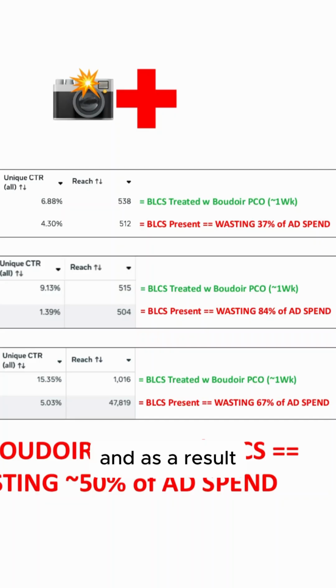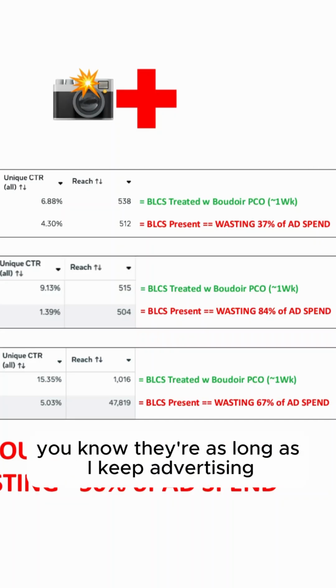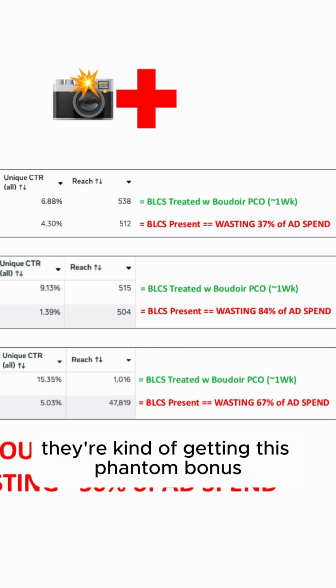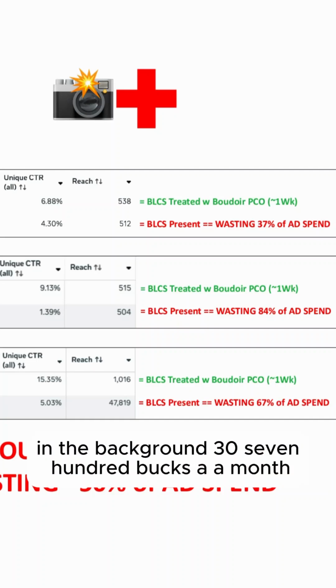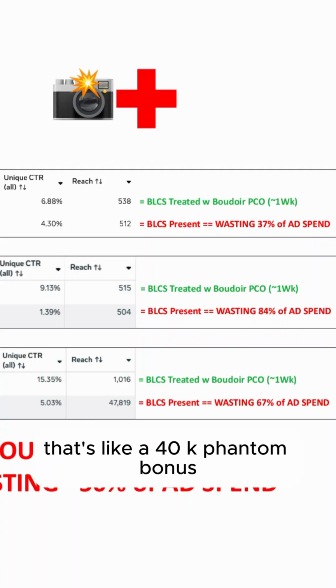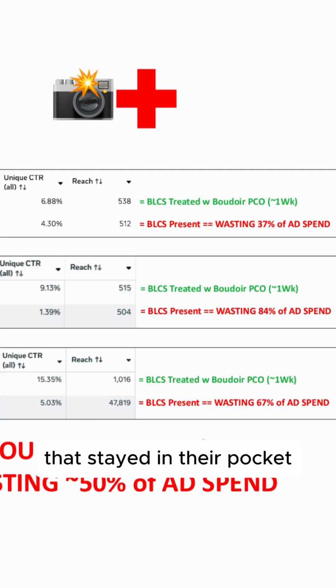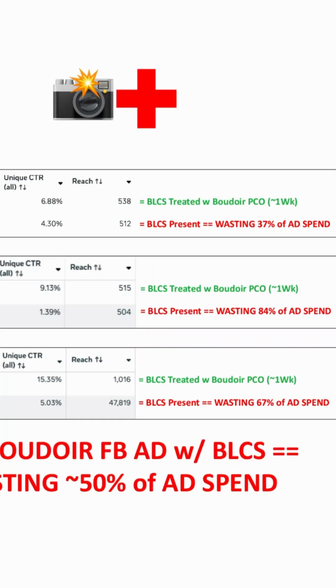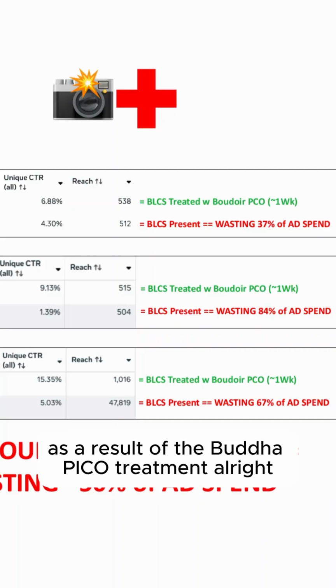And as a result, as long as they keep advertising, they're getting this phantom bonus in the background, $3,700 a month every single month. And at the end of the year, that's like a 40K phantom bonus that stayed in their pocket that they didn't have to spend out of pocket as a result of the Boudoir Pico treatment.